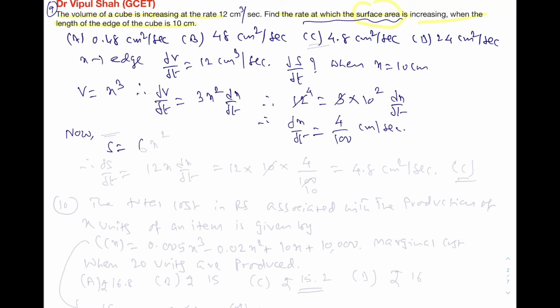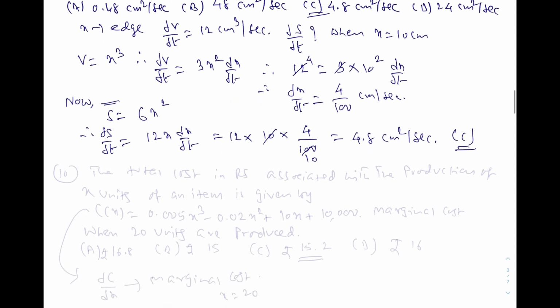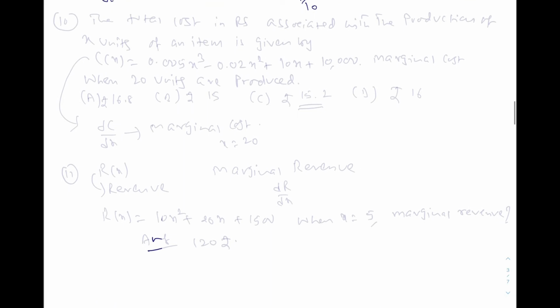Now, what is the formula for surface area? Surface area has 6 faces, each face is a square, so it is 6x square, and therefore dS by dt equals 12x dx by dt. So it is 12, x is 10, dx by dt is 4 by 100, and so we are having 48 by 10, so that is 4.8, and since it is surface area, it is centimeter square per second. So the answer is 4.8 centimeter square per second. Now let us take one or two more examples.